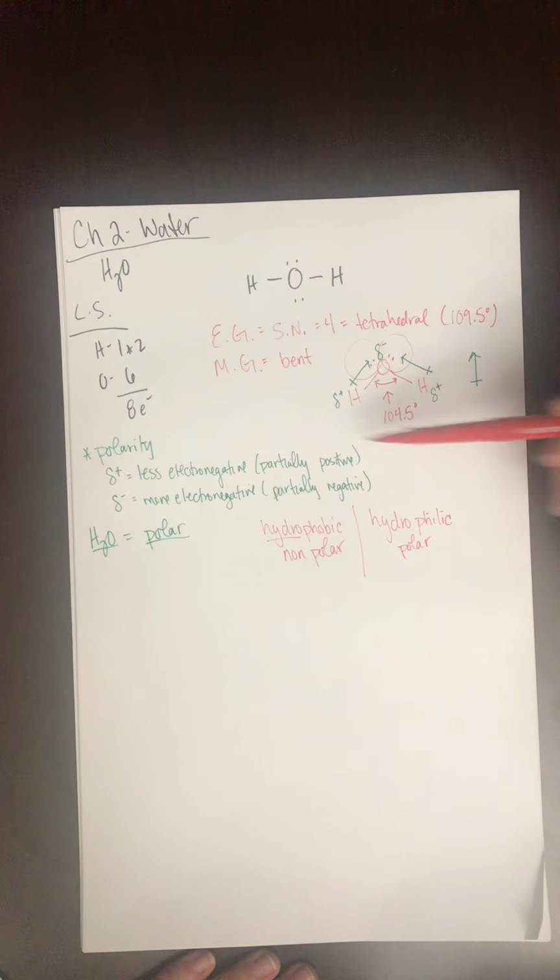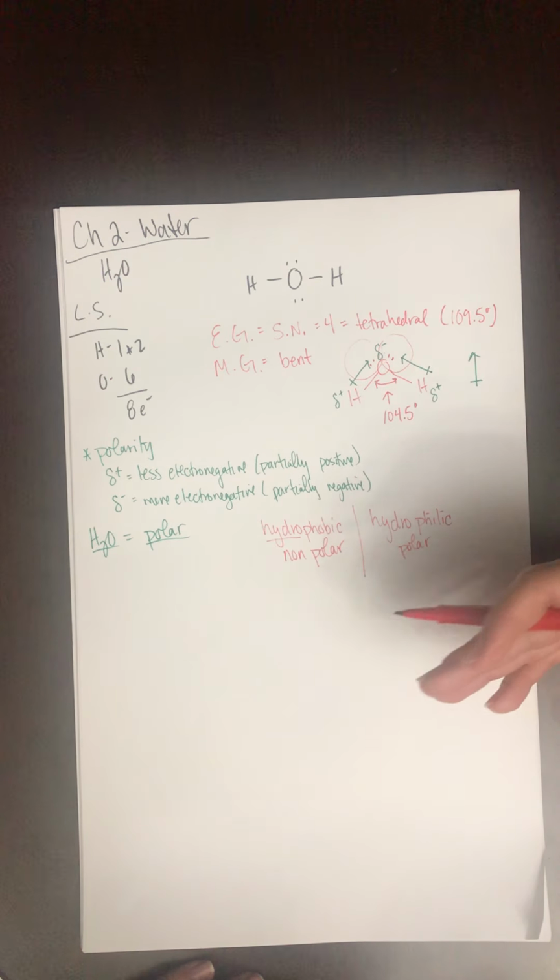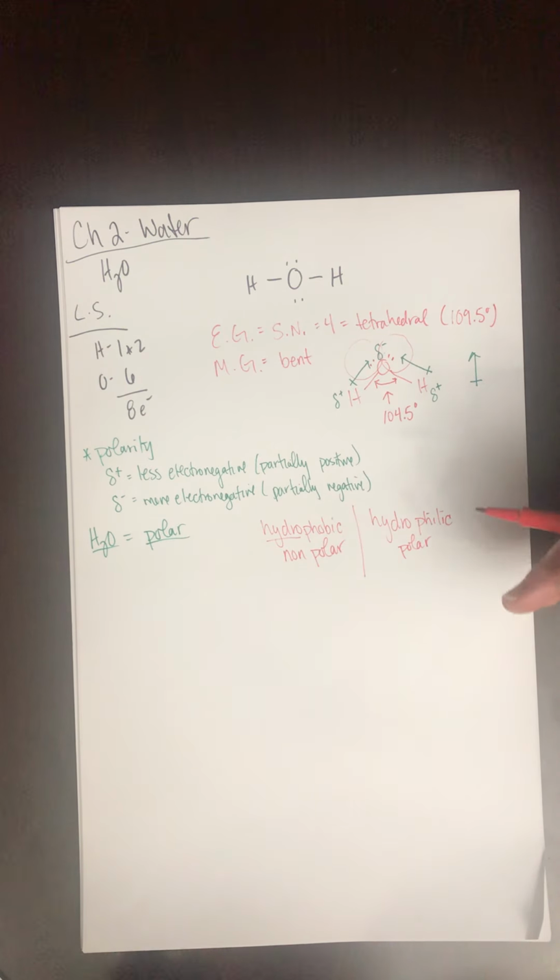Water is polar. It's polar because of the shape of this molecule and the electronegativity of oxygen and hydrogen. And this is going to set up everything, because water is what we call the universal solvent. Most things, especially chemical reactions happening in our cells, are in an aqueous environment.